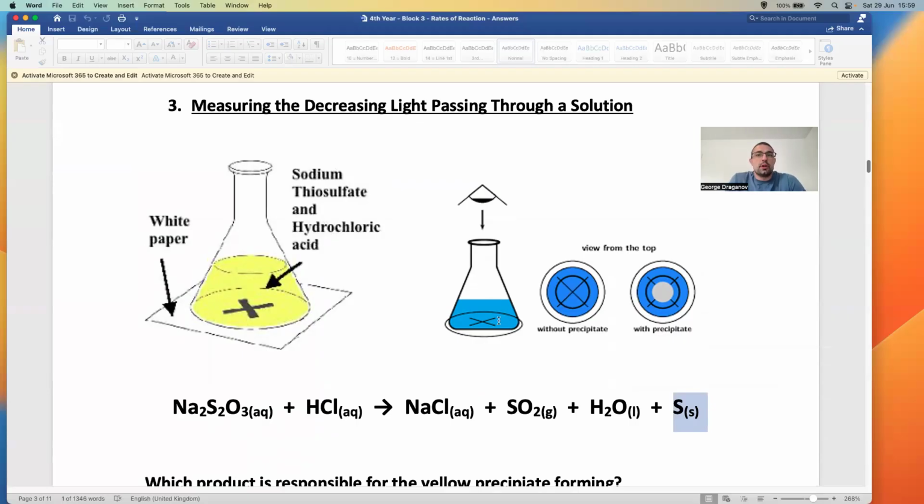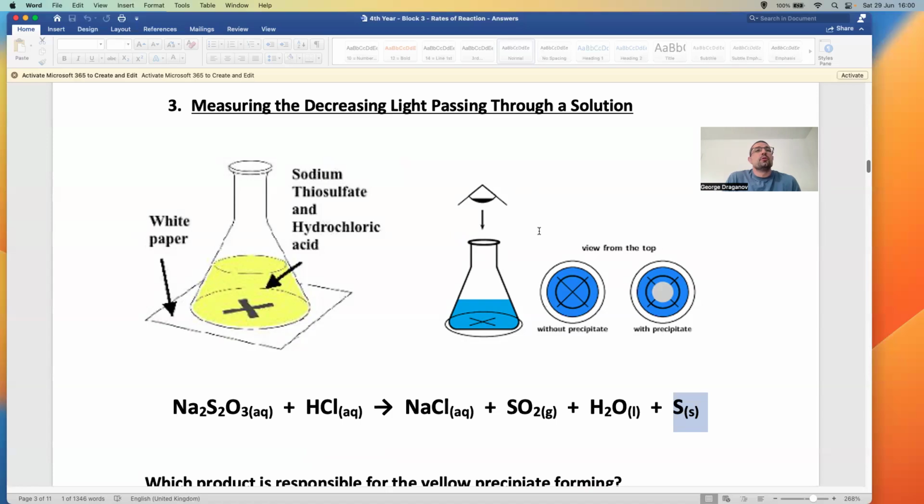So what you do is you put an X on a white piece of paper underneath your flask. You mix all the chemicals, and then you watch from the top, obviously, with your goggles. And as soon as the cross becomes obscure and you can no longer see it, you click stop on the stopwatch. So you click start when you mix the two together, and you click stop when you can't see the cross anymore. Obviously, stuff like using the same person to look at it and record it would be a good idea.